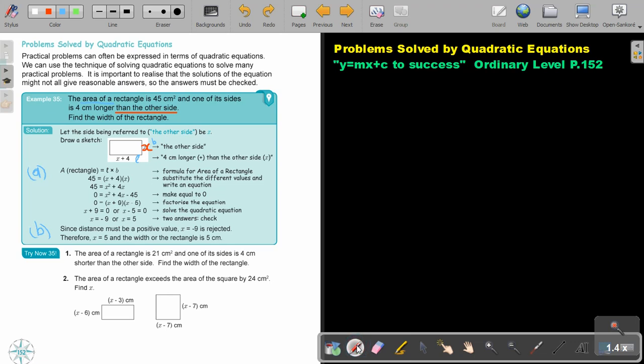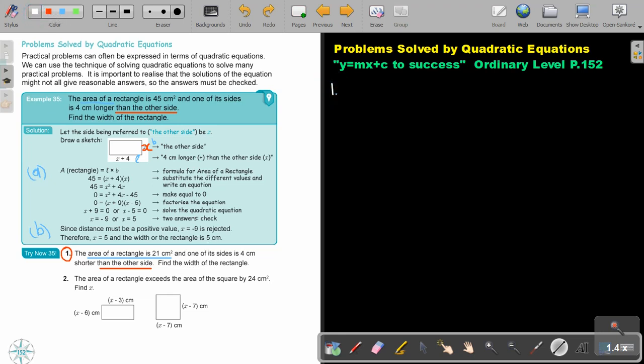I want you to stop the video and try number 1. You can continue the video as soon as you are finished. Now the area of a rectangle, let's just highlight this. Area of a rectangle is this. One of its sides is 4 centimeters shorter than the other side. So they refer to the other side. Find the width. Let's just start.